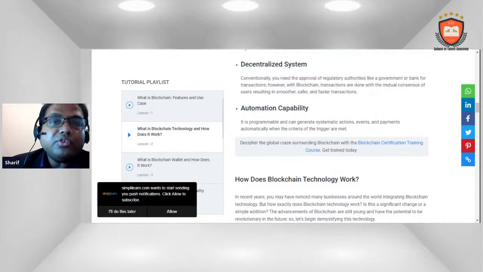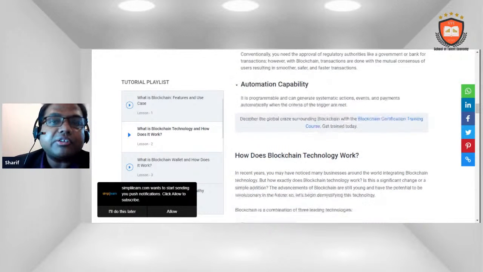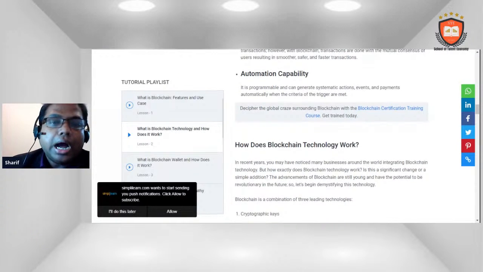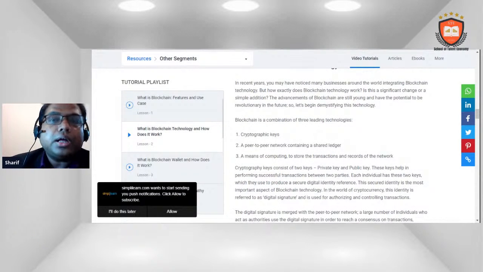Decentralized system. Conventionally, you need the approval of regulatory authorities like a government or the bank for a transaction. However, with blockchain, transactions are done with the mutual consensus of users, resulting in smoother, safer, and faster transactions. Automation capacity. It is programmable and can generate systematic actions, events, and payments automatically when the criteria of the target triggered are met. How does blockchain technology work?